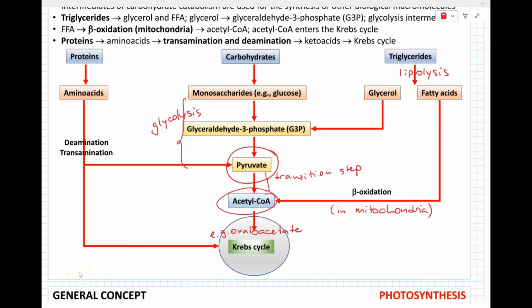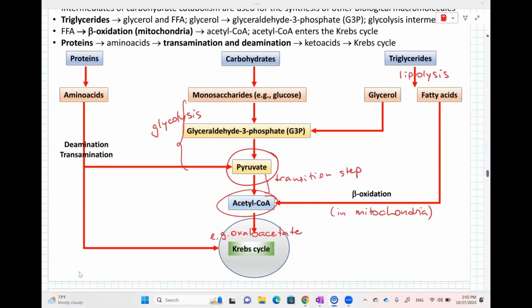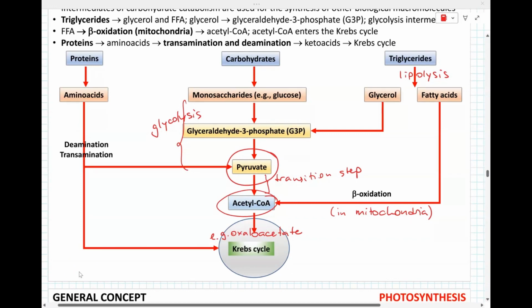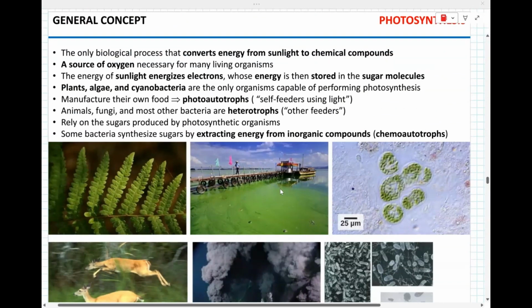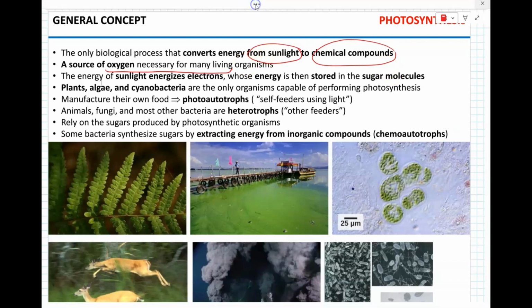Now it is time to talk about how all those carbohydrates can be produced by the, well, producers in the first place. We are going to talk about photosynthesis. So it is a biological process that converts the energy from the sunlight into chemical compounds. So again, energy is neither created nor destroyed. Also, one of the products of photosynthesis is oxygen, which obviously is necessary for living organisms. How does it work? The energy of light energizes electrons, which, as we mentioned before, carry energy. The energy of these electrons is stored afterwards in the sugar molecules.